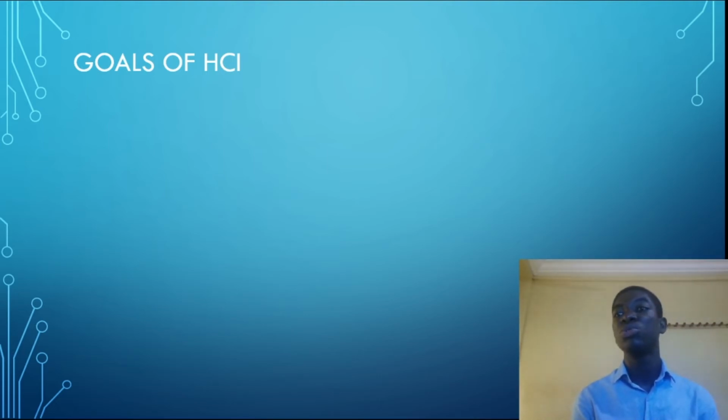So when we talk of the goals of human computer interaction, that is what HCI seeks to achieve. Do you get it? The ultimate aim of HCI. So the first one is usability. So the ease of use, how easy, how convenient a user or a human can use the system that has been produced. So that is usability.